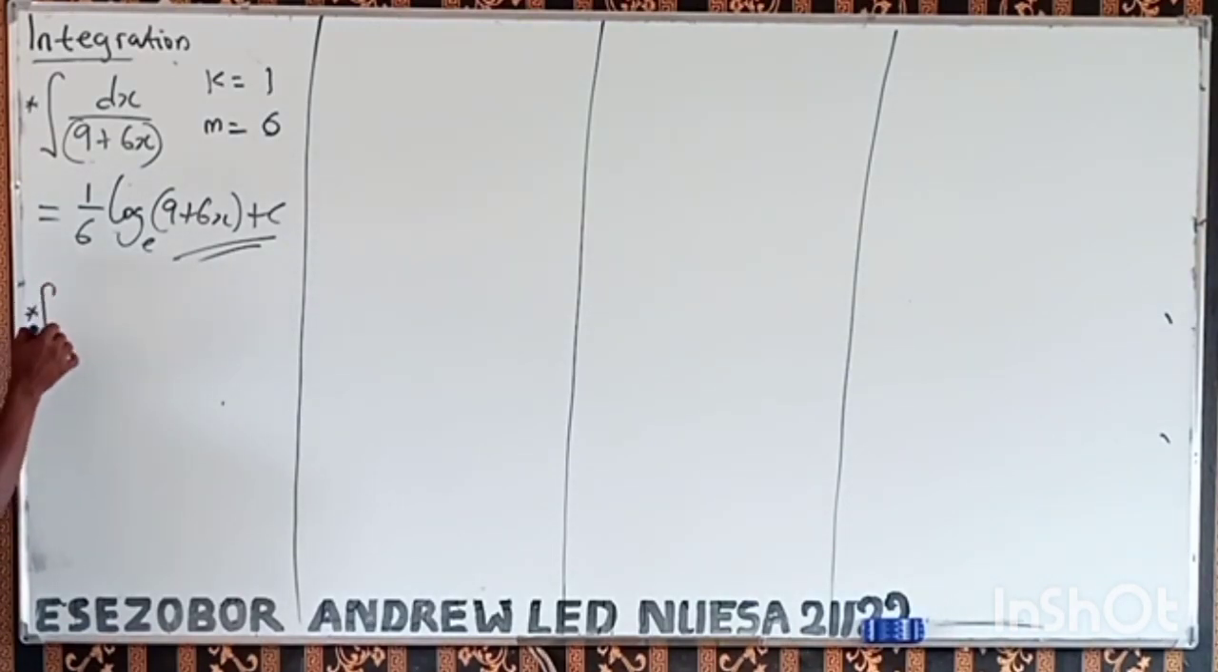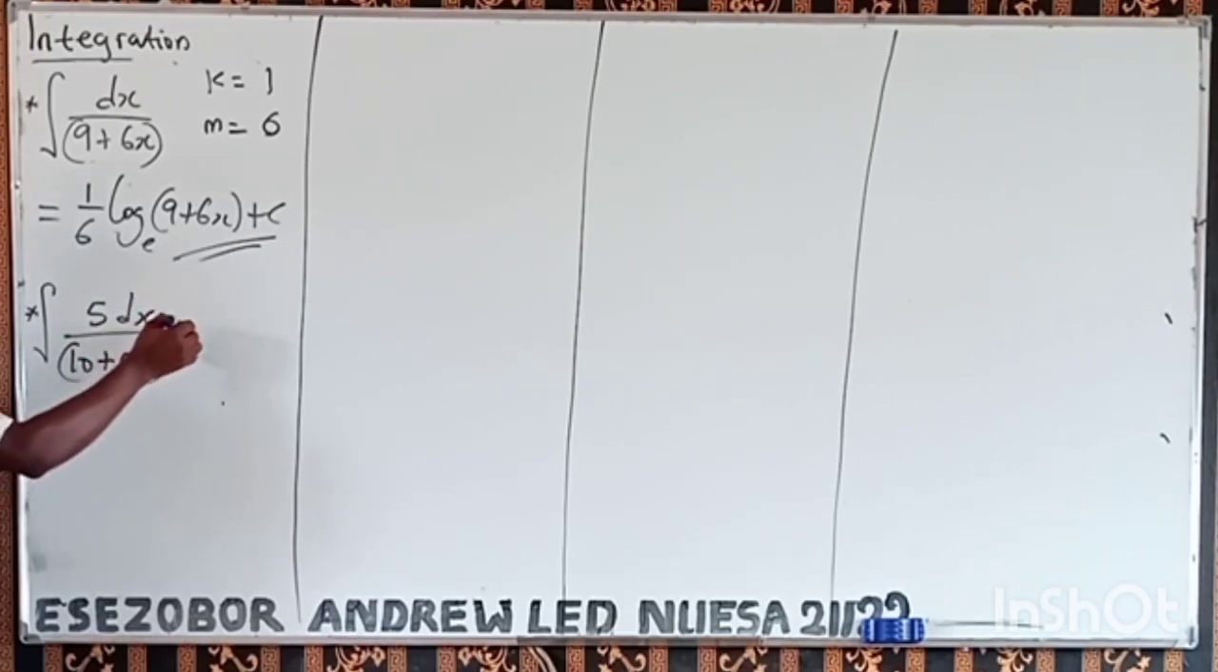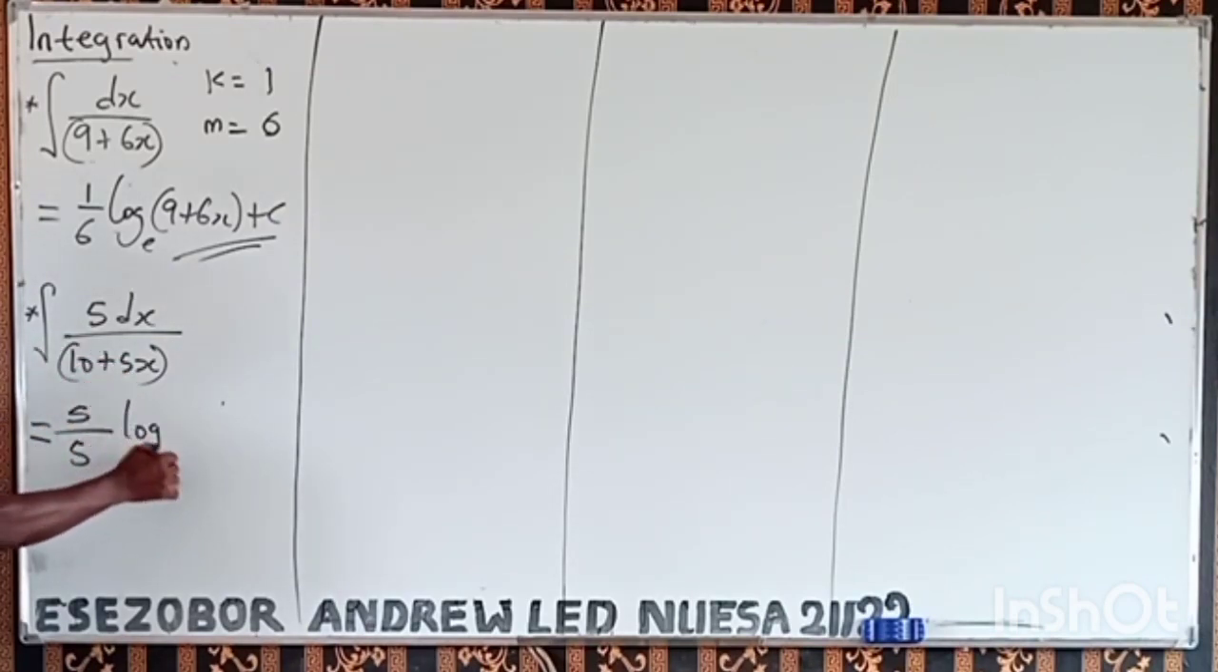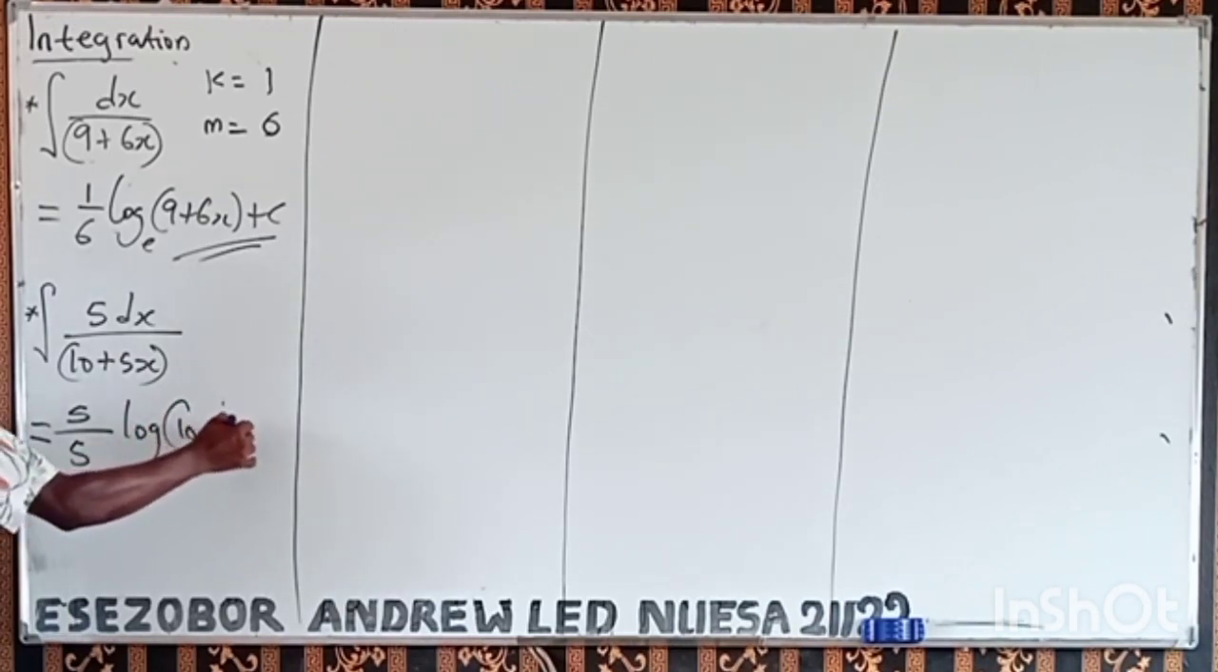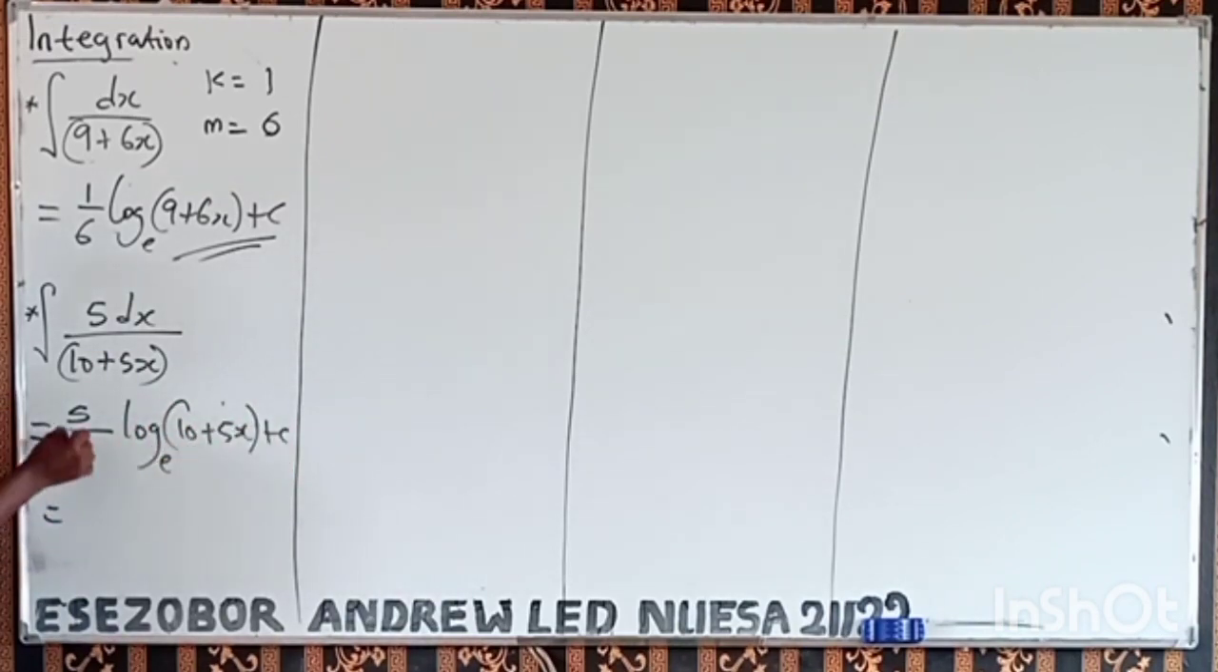So let's say we have the integral of 5 dx over 10 plus 5x. So what do we do to this? We have 5 to scale over n. What's n here? 5 log e of 10 plus 5x plus c. 5 will cancel 5. We have log e of 10 plus 5x plus c. Answer. That's how we do it.